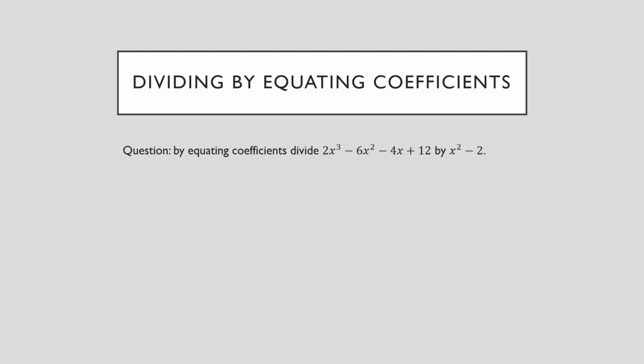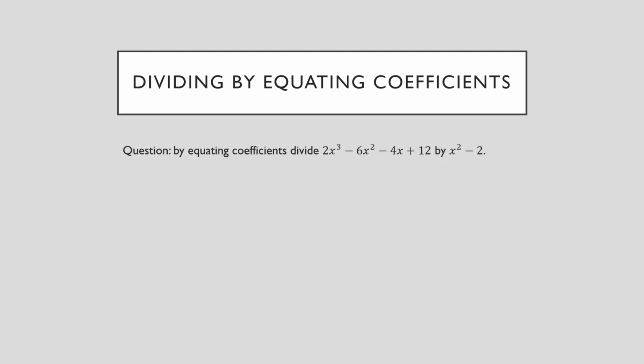Okay, so we've got 2x cubed minus 6x squared minus 4x plus 12. We're dividing it by x squared minus 2. Now we haven't done any problems where we've divided by a quadratic polynomial, but the process would be exactly the same. Okay, exactly the same process. It's just that the answer you get at the end would in this case be a linear polynomial.